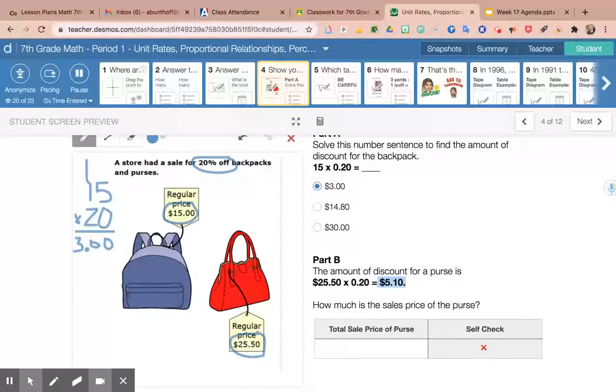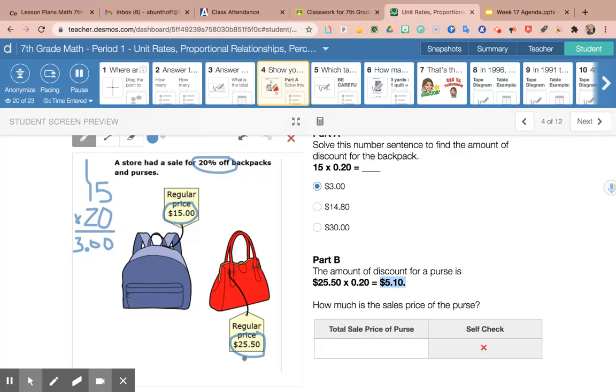How much is the sales price of the purse? So you have your regular price of the purse and you get to save $5.10. So what do I do with this $5.10? Do I add it, subtract it, multiply, or divide? So I want you guys to think about that. So this is my discount. Discount, am I adding that on or am I taking that off of the regular price? So I'm trying to find a new sales price. And this is self-checking.